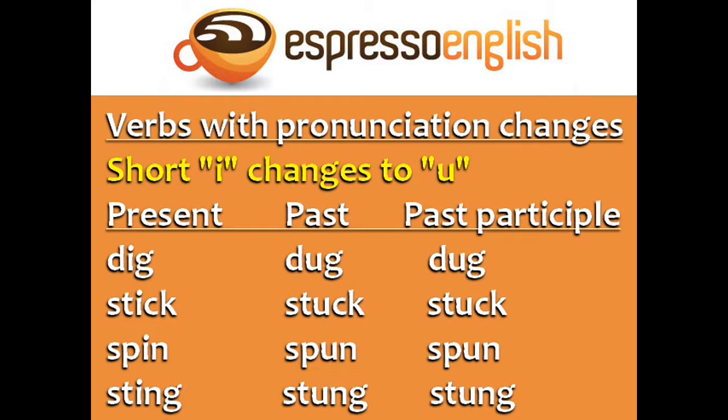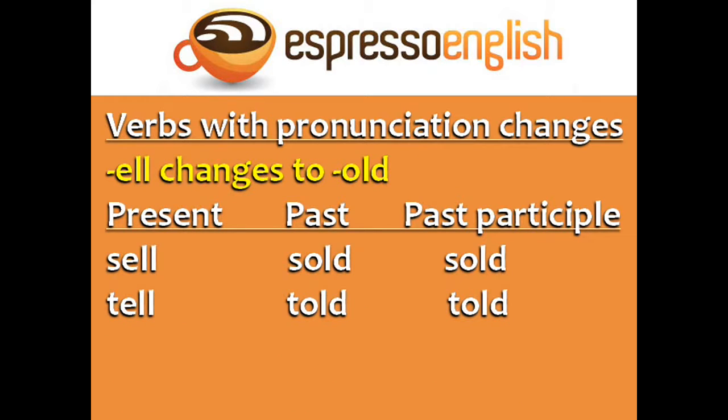Short i can change to u. Dig, dug, dug. Stick, stuck, stuck. Spin, spun, spun. Sting, stung, stung. Two very common verbs, sell and tell, become sold and told in the past and past participle.